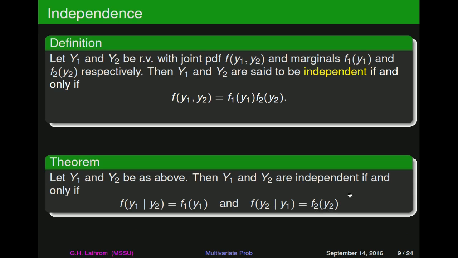Now, why is that the case? Well, the proof for that follows immediately from the definition. If you go back and write down the definition for the conditional probability and then the marginal probability, you'll see that, sure enough, that will give you an if and only if, and it follows immediately.